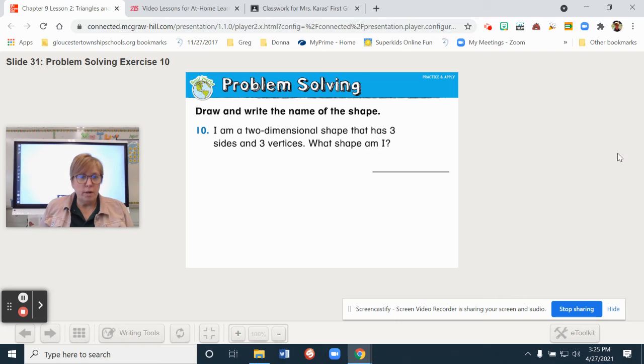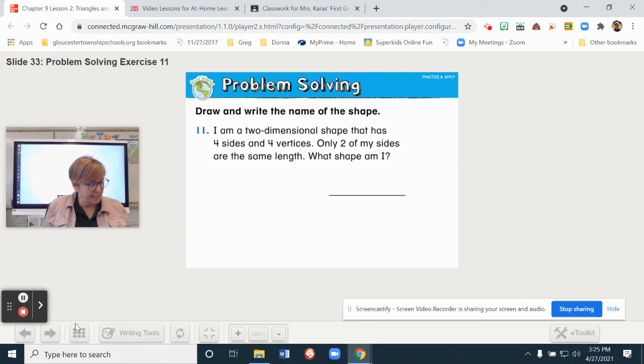They would like you to draw and write the name of the shape. I am a 2-dimensional shape that has 3 sides and 3 vertices. What shape am I? And it is a triangle, and you should have drawn a triangle. And if you wanted to, you could have traced your block.